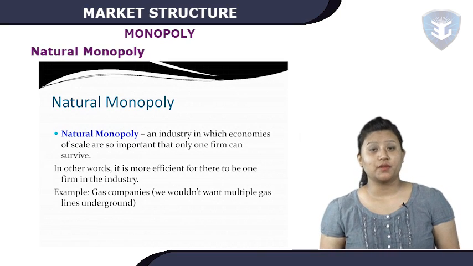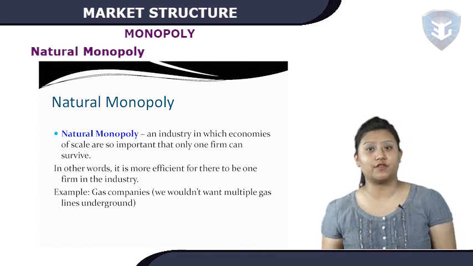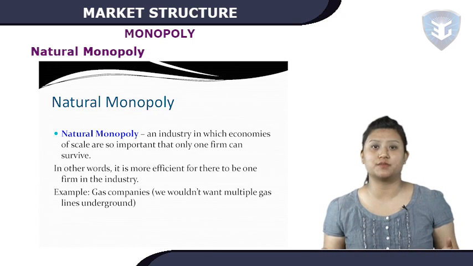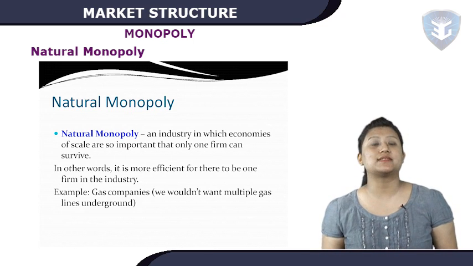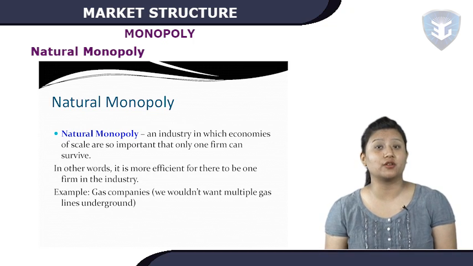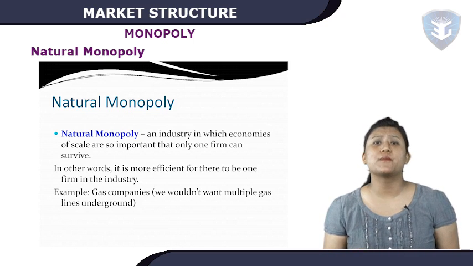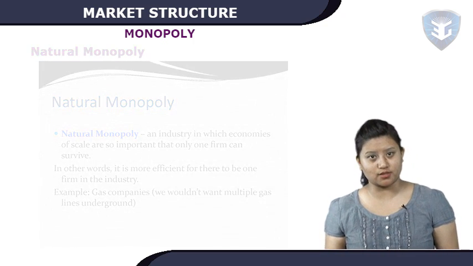Natural monopoly. It emerges as a result of natural advantages like good location, abundant mineral resources, etc. Example, Gulf countries are having monopoly in crude oil exploration activities because of the plenty of natural oil resources.